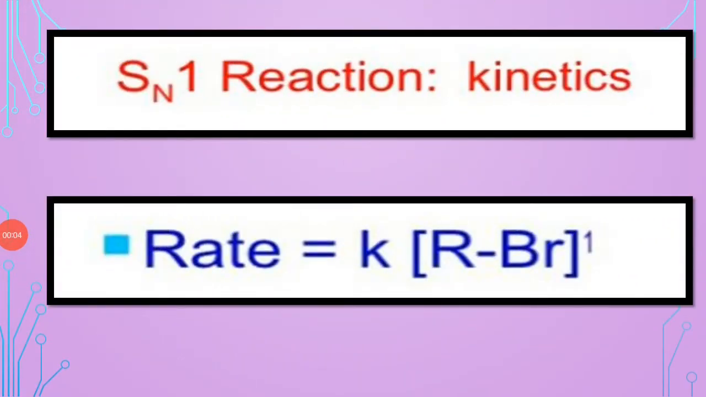The rate of reaction depends upon the concentration of only one reactant, that is the alkyl halide. If the concentration of the alkyl halide doubles, then the rate of reaction will double, and changing the nucleophile does not affect the rate of reaction. So the rate of reaction only depends upon the concentration of the alkyl halide. Next, reaction mechanism.